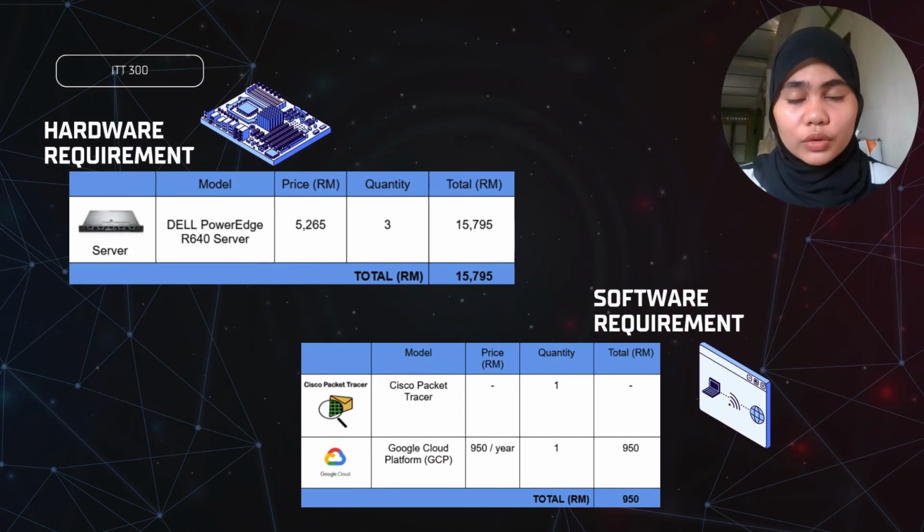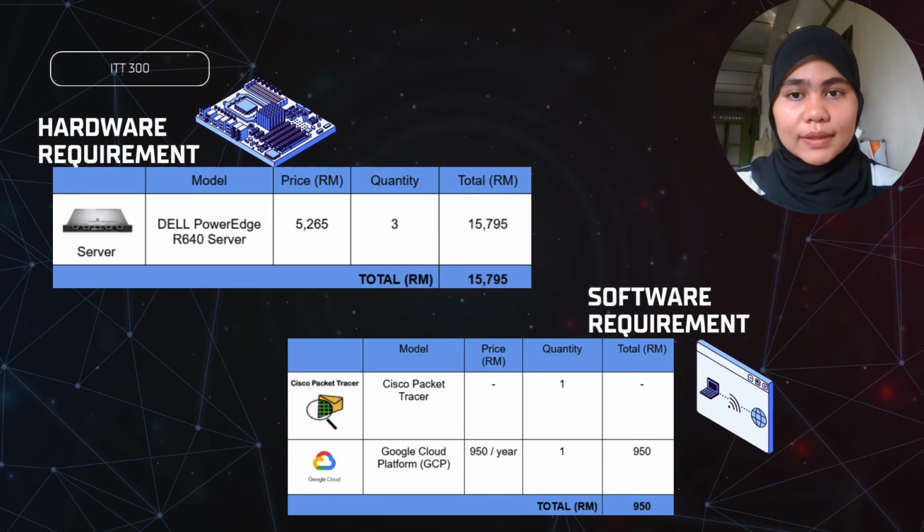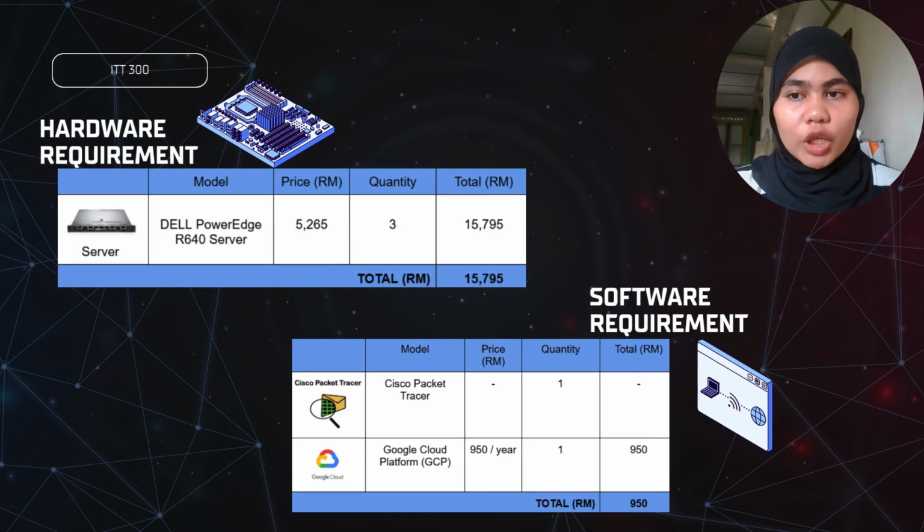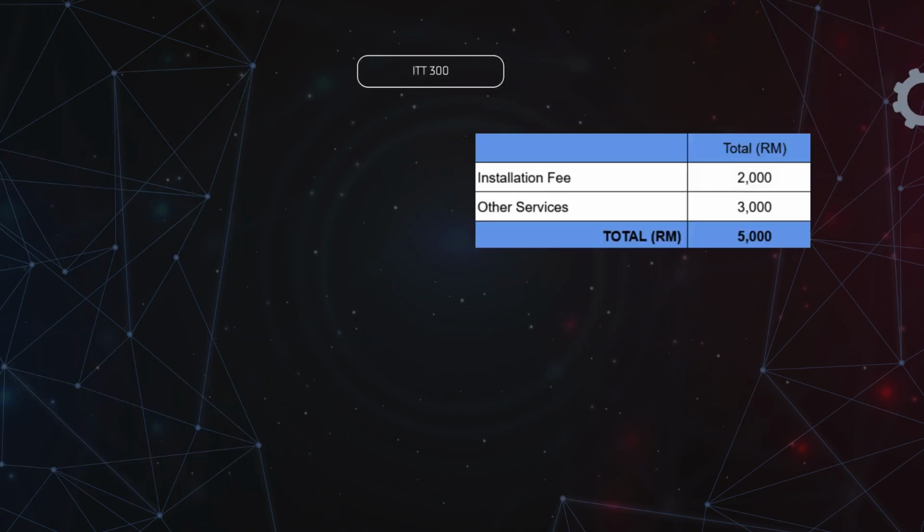For the hardware, we use 3 Dell PowerEdge R640 servers. Each server costs 5,265 ringgit, bringing the total to 15,795 ringgit. In terms of software, we use two platforms. The first is Cisco Packet Tracer, which is free to use. The second is Google Cloud Platform, which we subscribe to for 950 ringgit per year. So the total software cost is 950 ringgit.